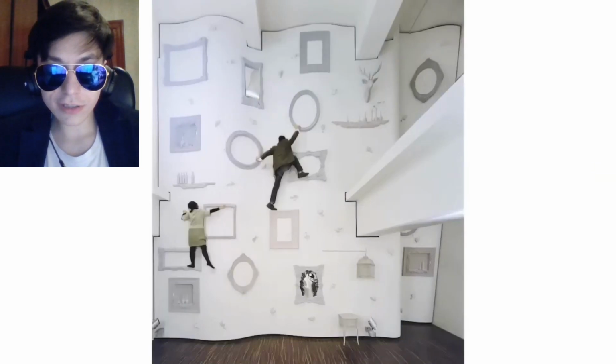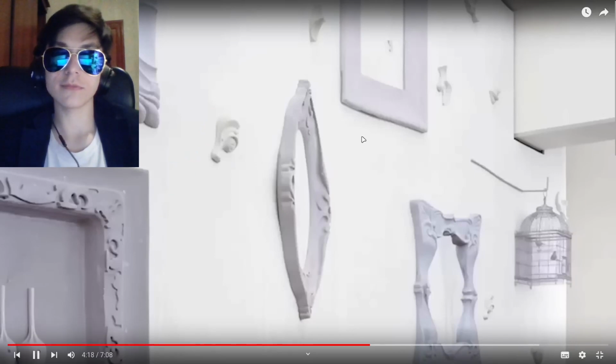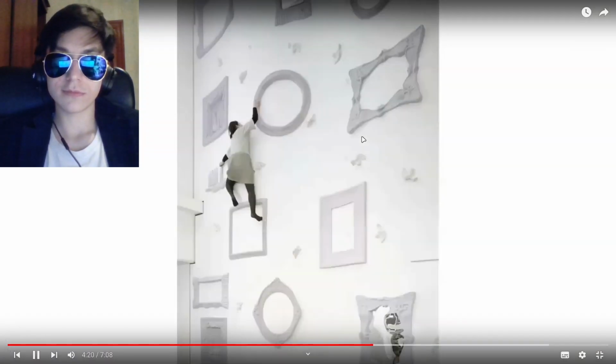Climbing wall. This fitness club in Japan uses frames and other pretty interior elements to create a decidedly less rugged climbing wall. But let's keep it simple.